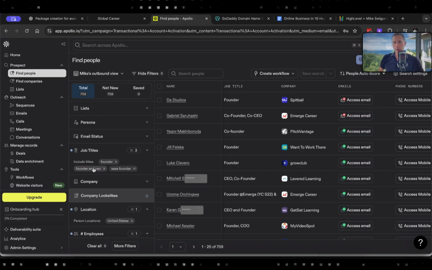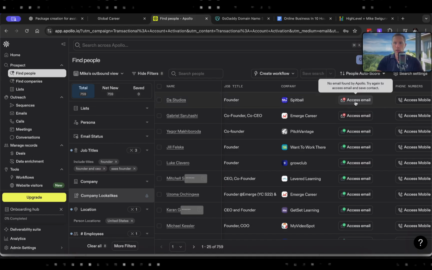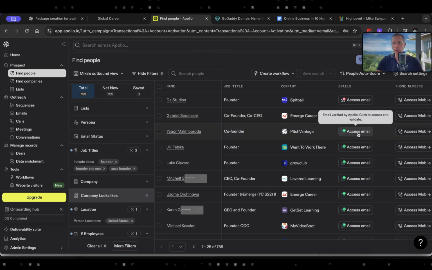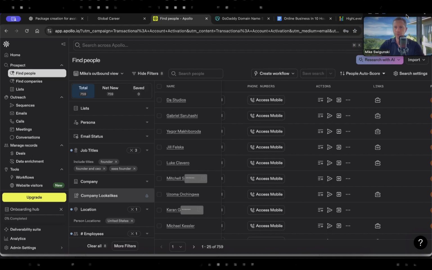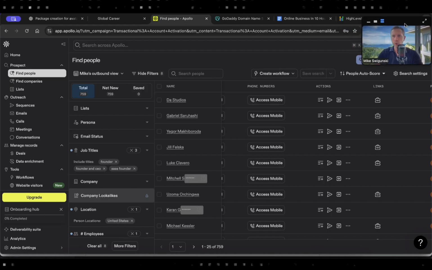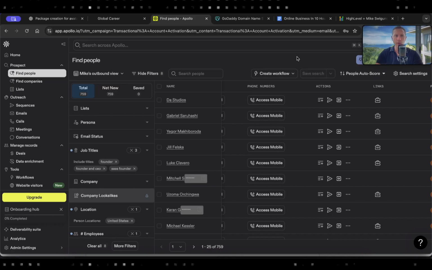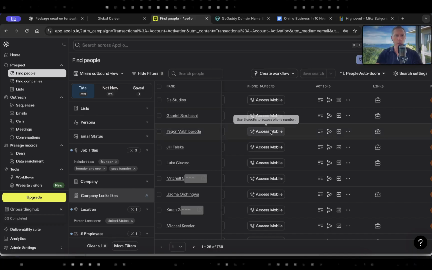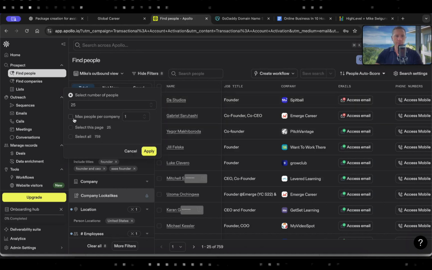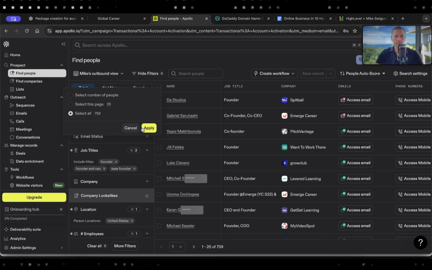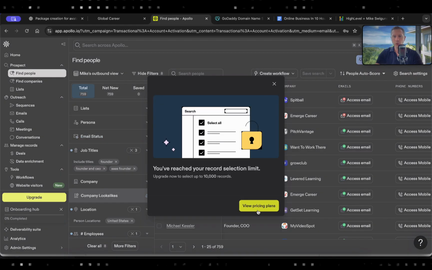And so the cool thing about Apollo is you can access their emails directly, access their phone numbers. You can export this data. Apollo is a really cool tool. It's basically taken a lot of the LinkedIn Navigator old data and scraped it, I guess. And so what you can do is just select all these people, apply.